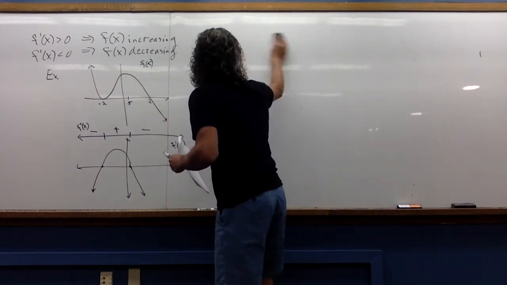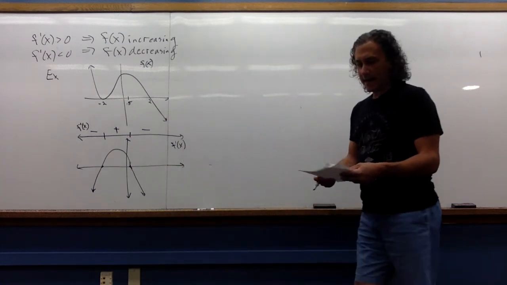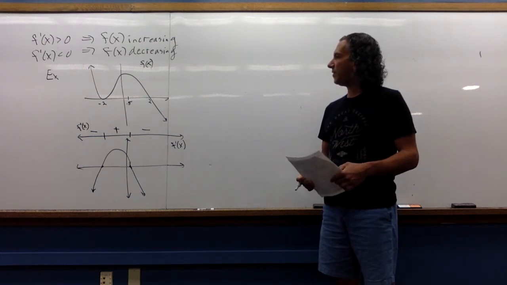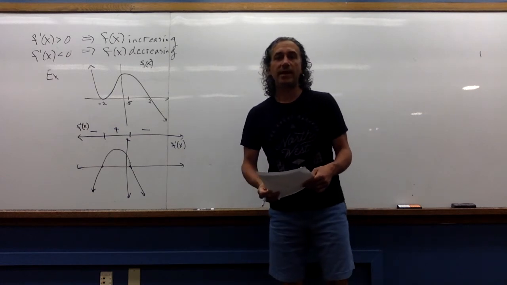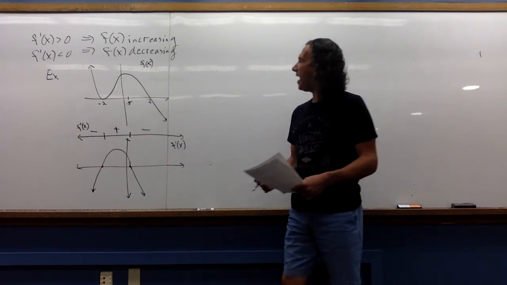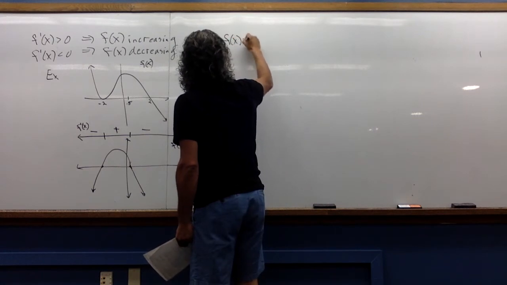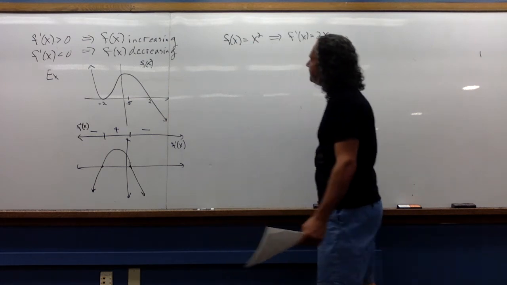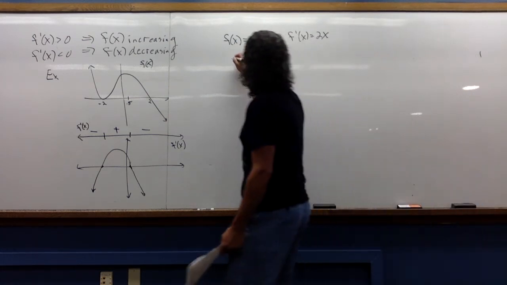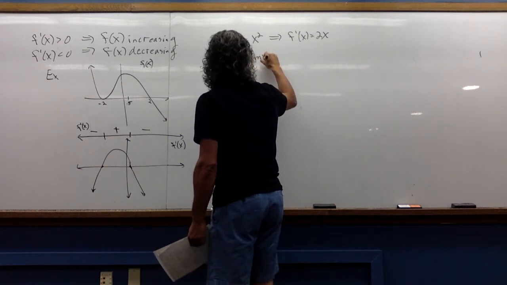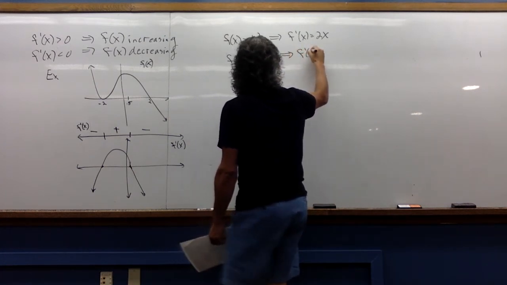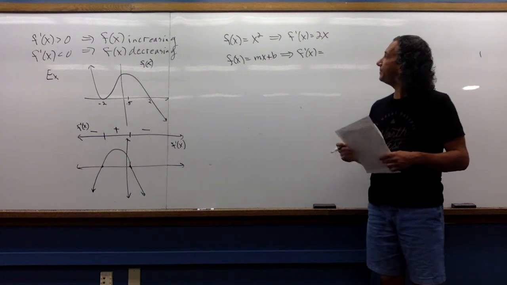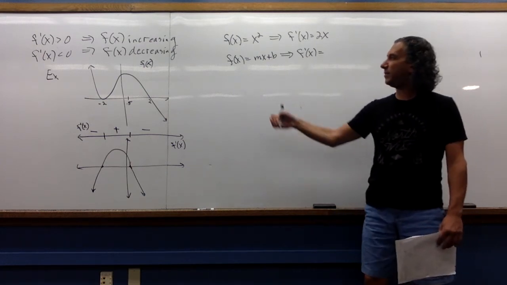All right, to conclude this lecture, I want to talk about a couple of specific f prime of x's. We saw that when we started with f of x equals x squared, we got f prime of x equals 2x. What if f of x equals mx plus b? What's f prime of x? Well, this one you can get the answer without doing any work if you think about what this thing is.